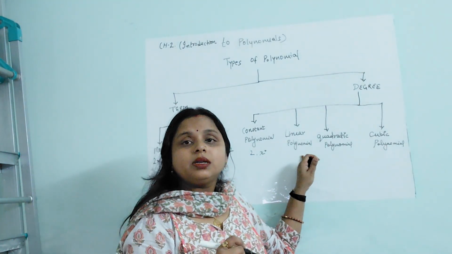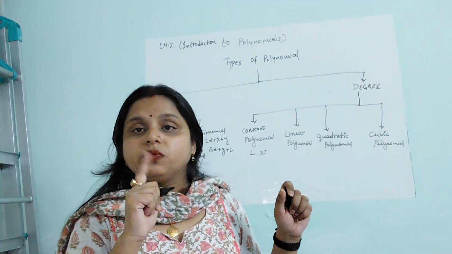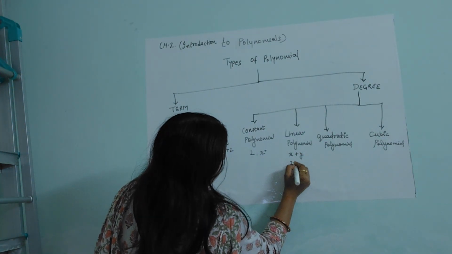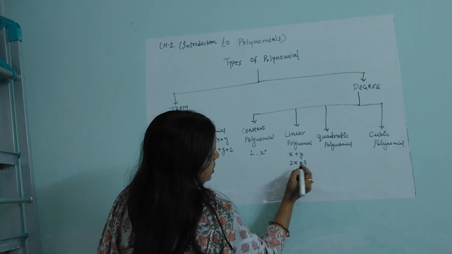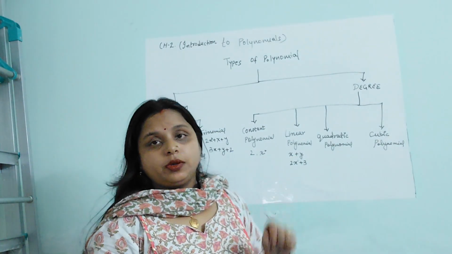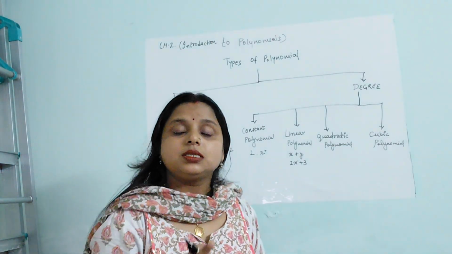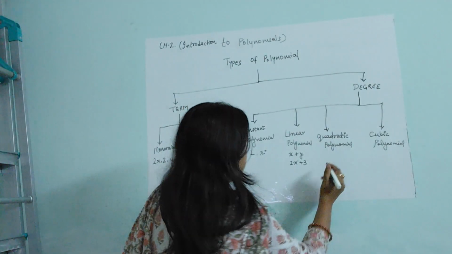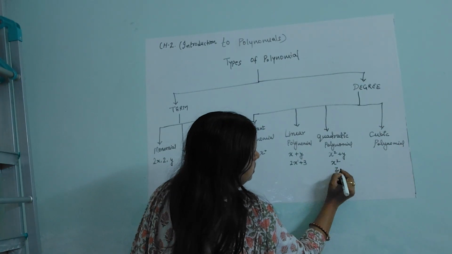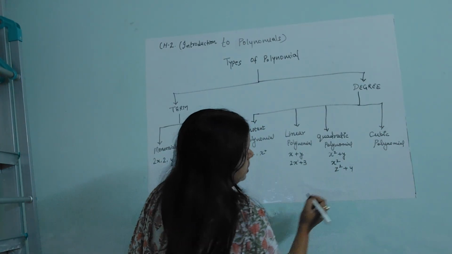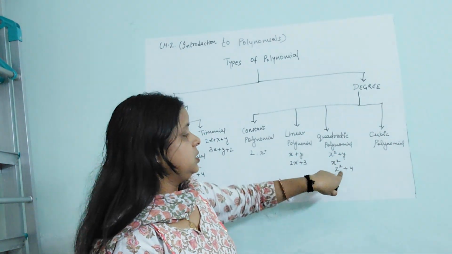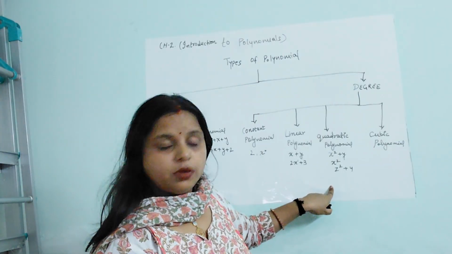What is a linear polynomial? Where the degree of the expression is 1. For example, x plus y, 2x plus 3. Here the highest degree is 1. Next is quadratic polynomial. When in an expression the highest degree of the variable is 2. For example, x square plus y, x square, z square plus 4. Here the highest degree of the expression is 2. So this is a quadratic polynomial.